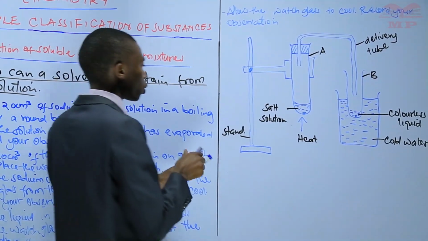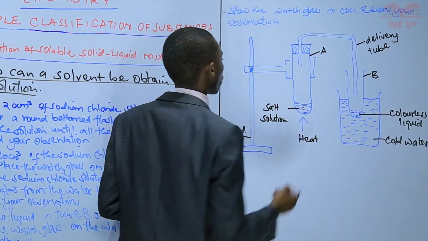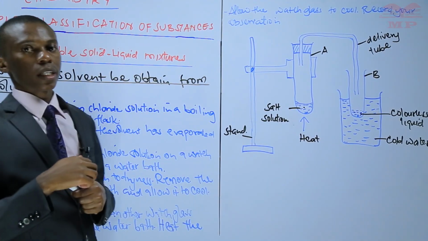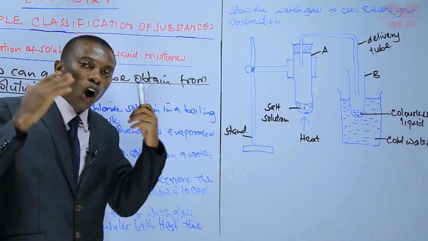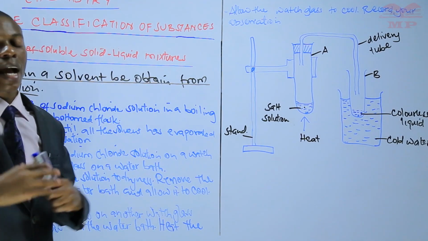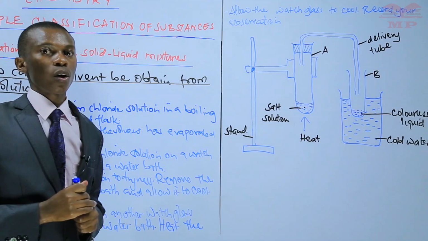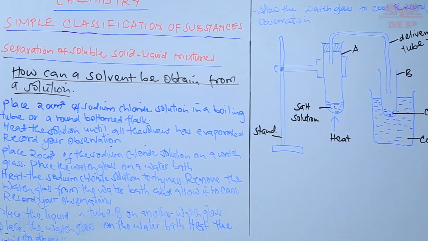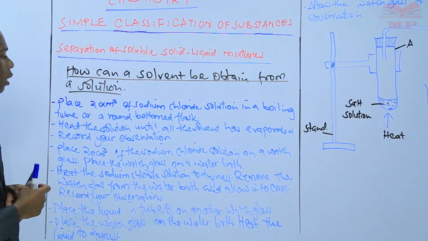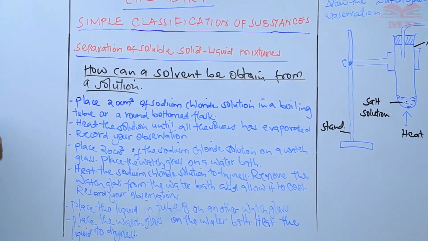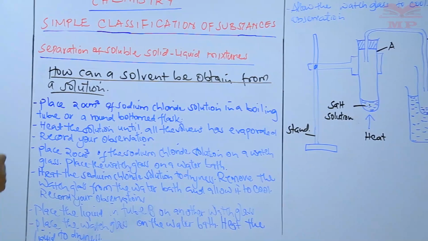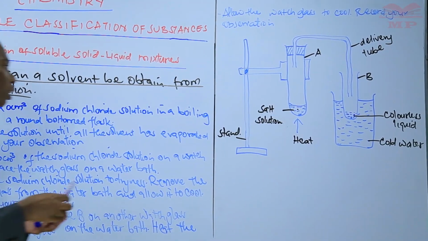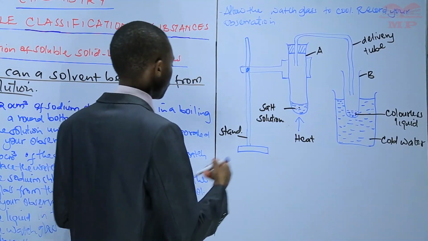So this is a solution of sodium chloride inside. Being a solution of sodium chloride, you are supposed to heat until all the solvent has evaporated. And the solvent in this case is water. So heat until all the solvent has evaporated, then record your observations. The observation is that a white solid is left behind.